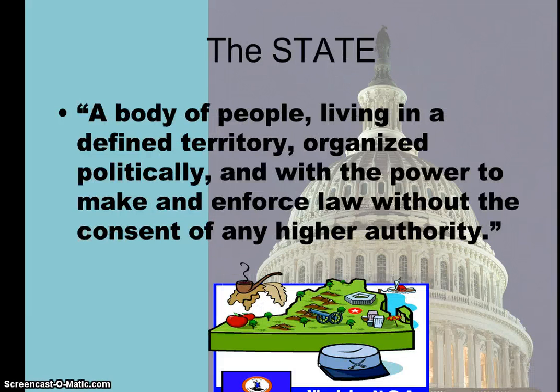Alright, the state. Now this seems kind of confusing because we're not talking about the state like the state of Virginia. We're talking about a state like an independent country. So a state is a body of people living in a defined territory, organized politically, and with the power to make and enforce law without the consent of any higher authority.